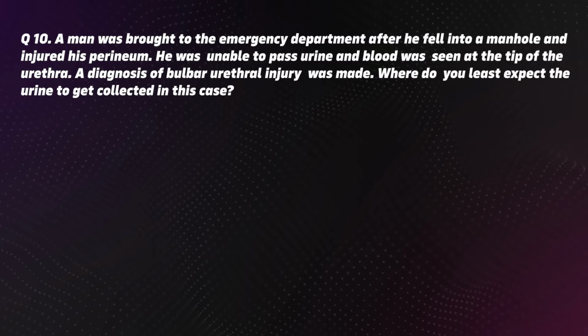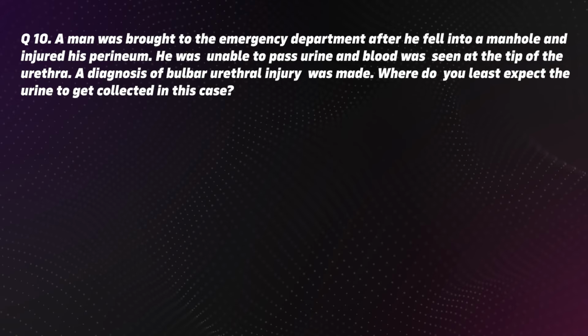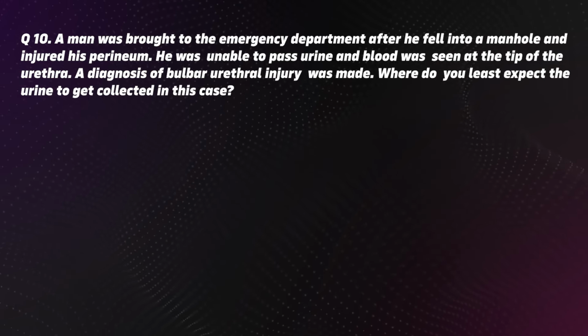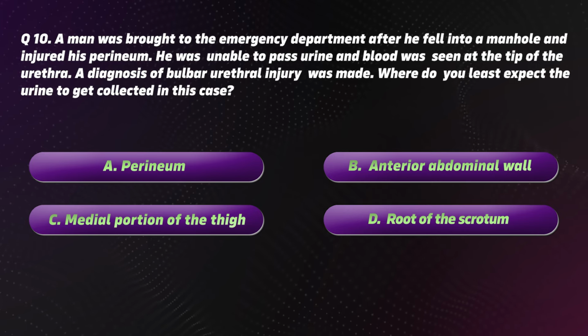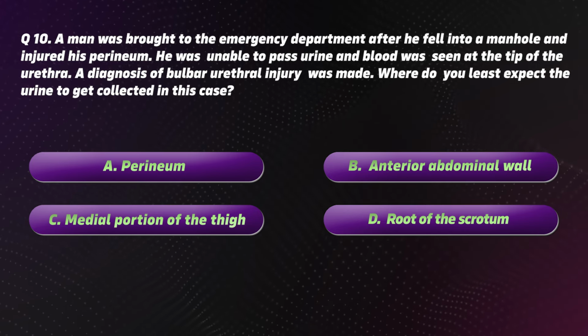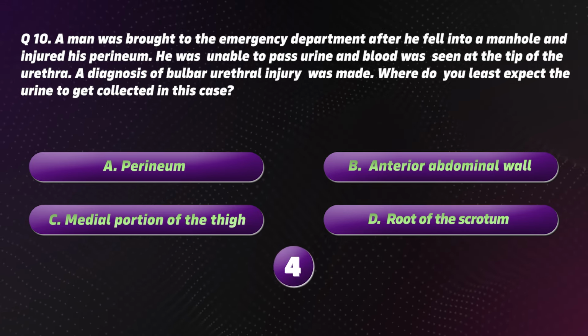A diagnosis of bulbar urethral injury was made. Where do you least expect the urine to get collected in this case? Here are the options. A. Perineum. B. Anterior abdominal wall. C. Medial portion of the thigh. D. Root of the scrotum.